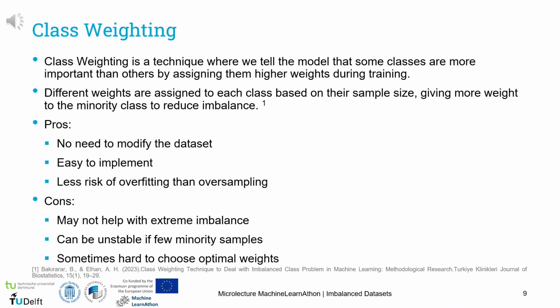Compared to oversampling and undersampling, you do not need to modify the dataset. It's also very easy to implement, and it's less risky of overfitting than oversampling. But it helps if your dataset is imbalanced but not extremely imbalanced. I don't know, if you have a 90 to 10 ratio but not 99.8 versus 0.2%. And it can be unstable if you have very few minority samples, and sometimes it's difficult to choose the optimal weights for this procedure.